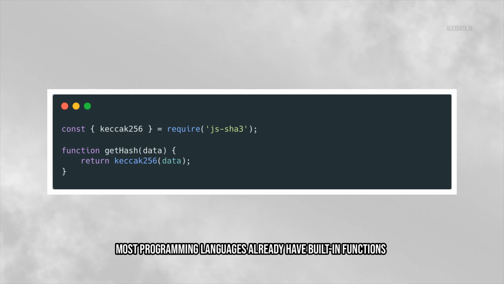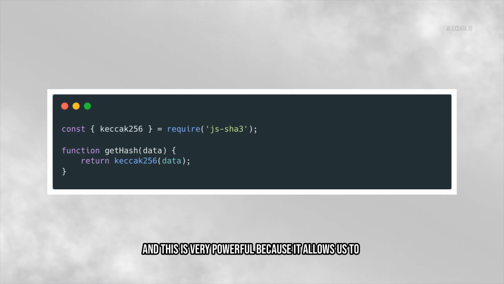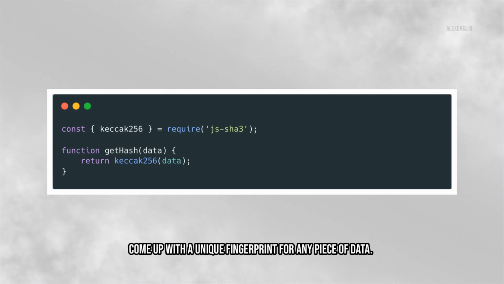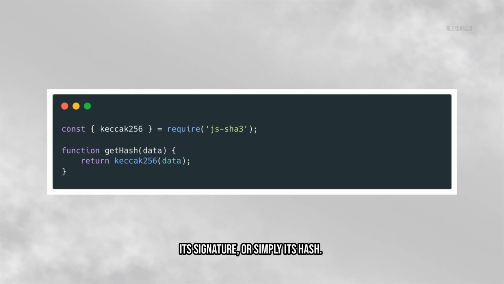Most programming languages already have built-in functions that can hash data using these hash functions. And this is very powerful because it allows us to come up with a unique fingerprint for any piece of data. This unique fingerprint is called its signature, or simply its hash.